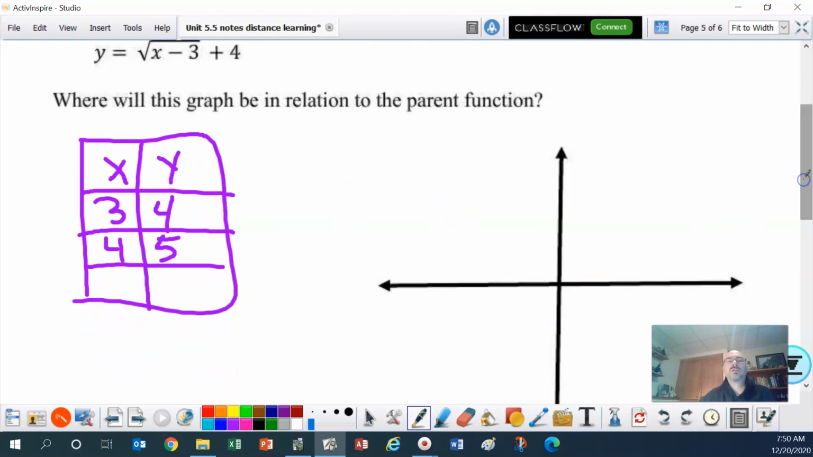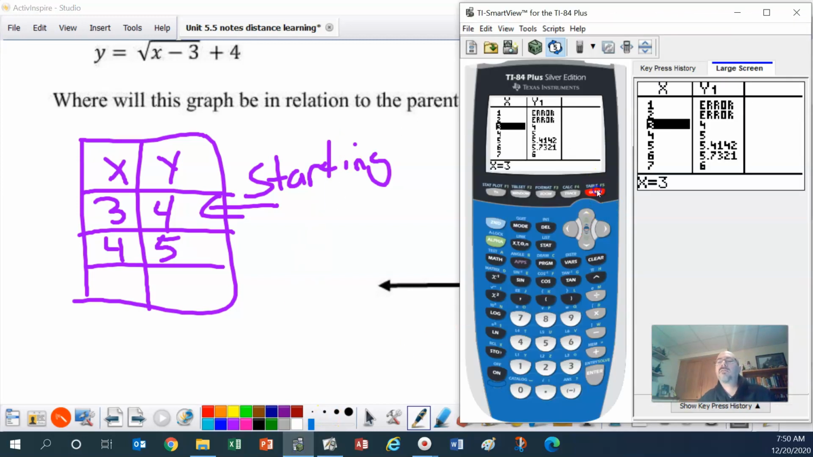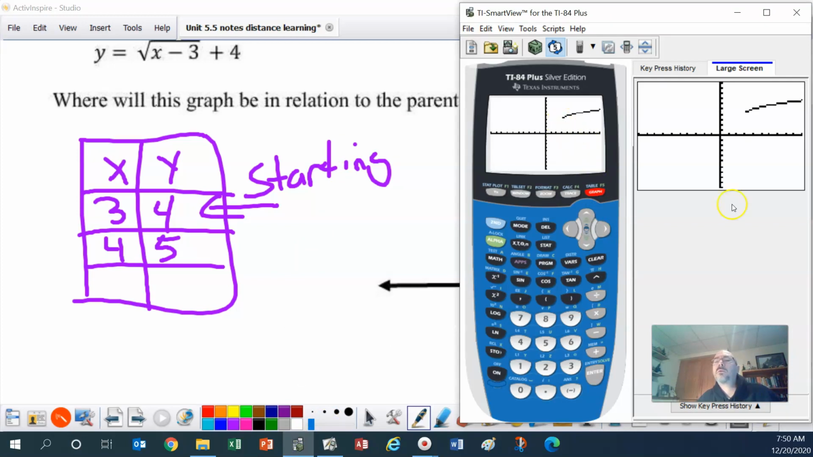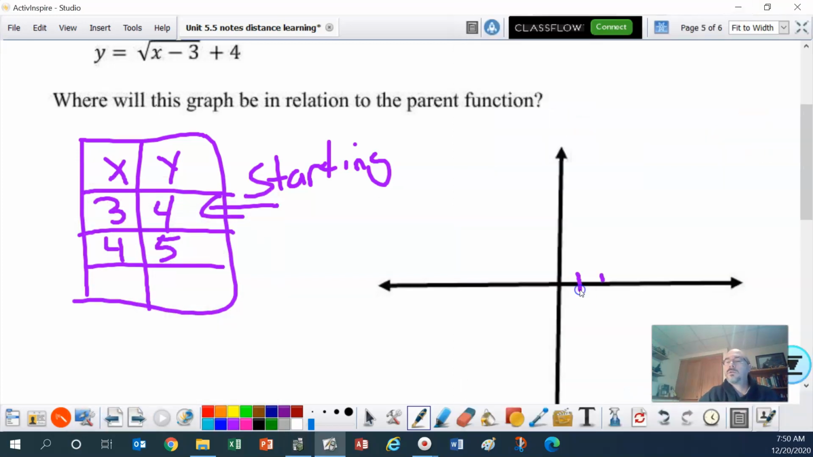So, ladies and gentlemen, this is my starting point, because that was the first dot after the error messages that didn't have an error. All right, so 3, 4. Let me look at the graph really quick. Oh yeah, look at where it starts. That's 3 over, and 1, 2, 3, 4 up. So it's starting right here, which it is. That's 3, 4. And it goes like that.